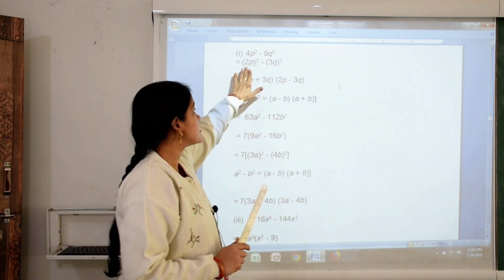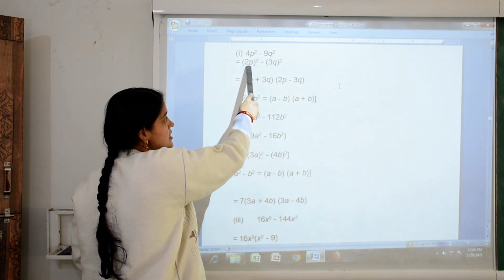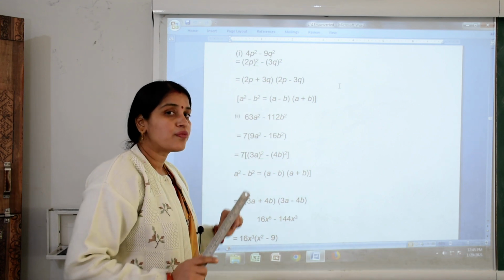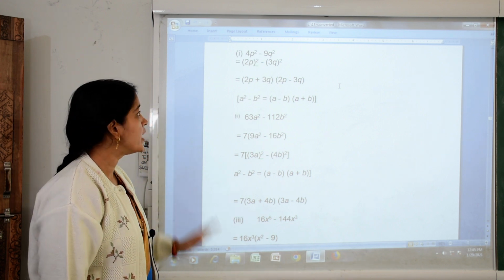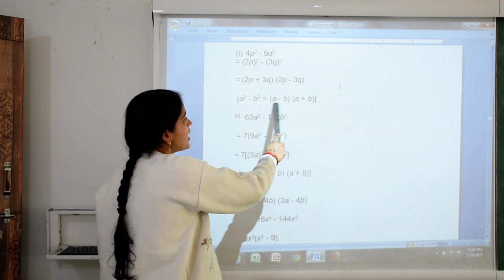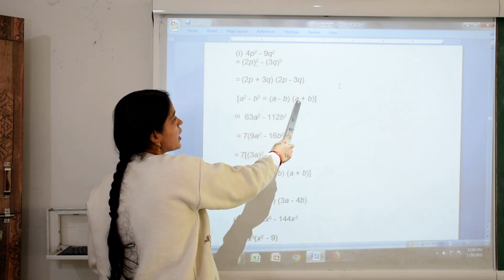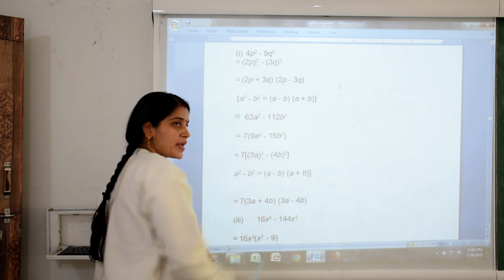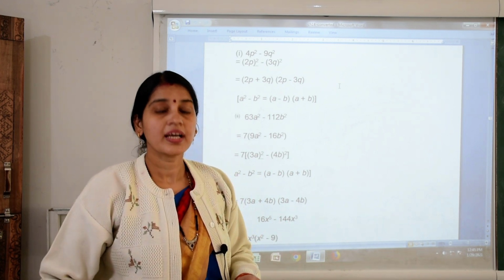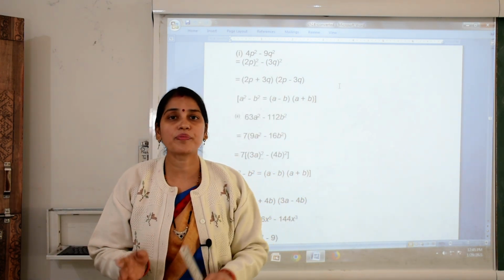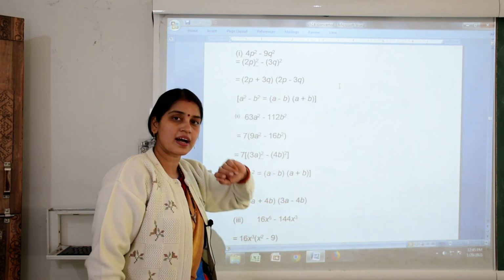Okay, now this one is in the form of this identity. Here what is A? Compare. A is 2p, and what is B? B is 3q. Now A and B compared, so we put the value here, that is A minus B, so 2p minus 3q, and A plus B, so 2p plus 3q. You can write minus first or plus first, anyone, because they are in the form of a product. You can write either one first. So in this way we get our answer.